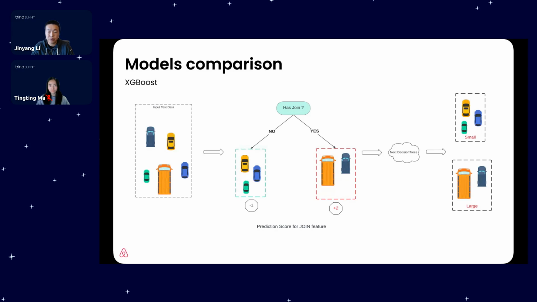The second model we evaluated is the XGBoost. XGBoost maintains a decision tree based on the existing training data. Each level will evaluate a feature and then add a prediction score. In this slide, we use a join as an example. XGBoost analyzed the training data and learned that queries with joins are more likely to be larger queries. So when testing a new input, it will assign a higher prediction score for input with joins compared to the input without joins. Similarly, group by and order by will also contribute to the prediction score.